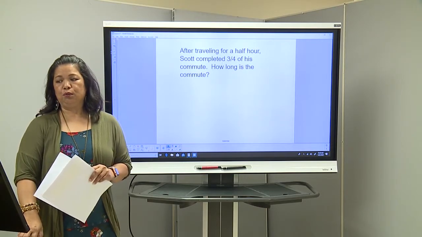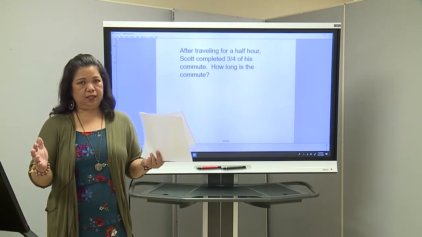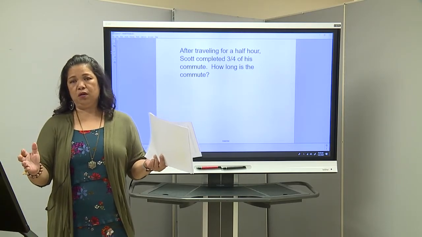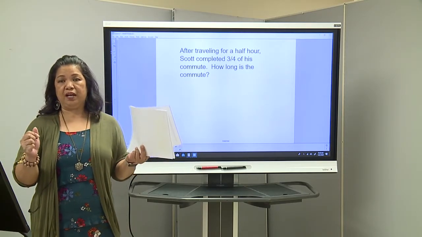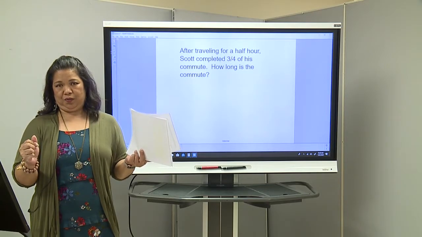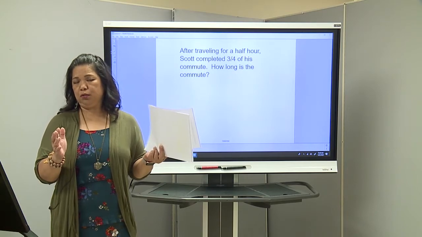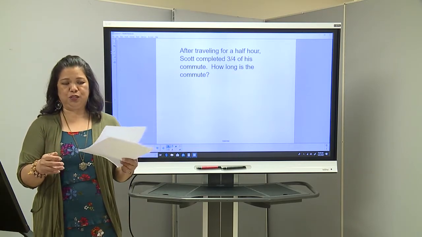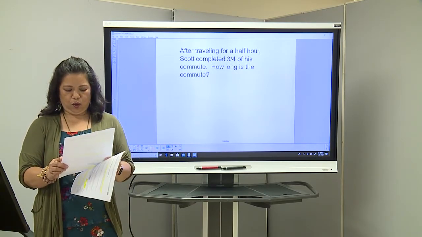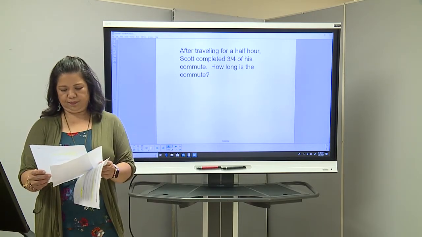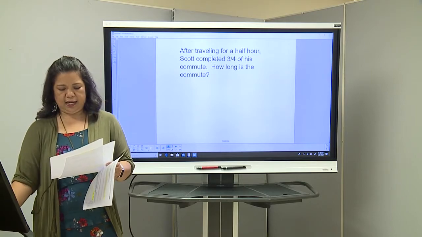Okay, so 3/4 is not the entire commute. That 3/4 was spent in half an hour. So if 3/4 of the commute is half an hour, the question is how long is the commute? So did it make sense? 4/6 is the answer?